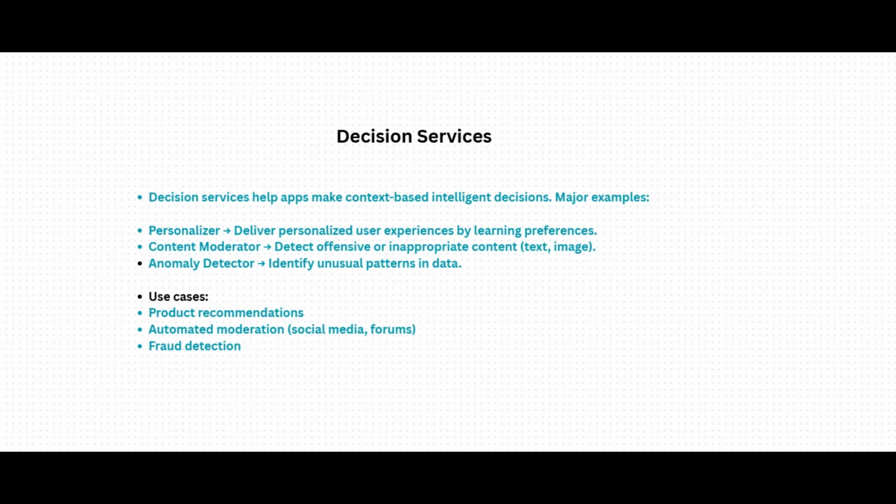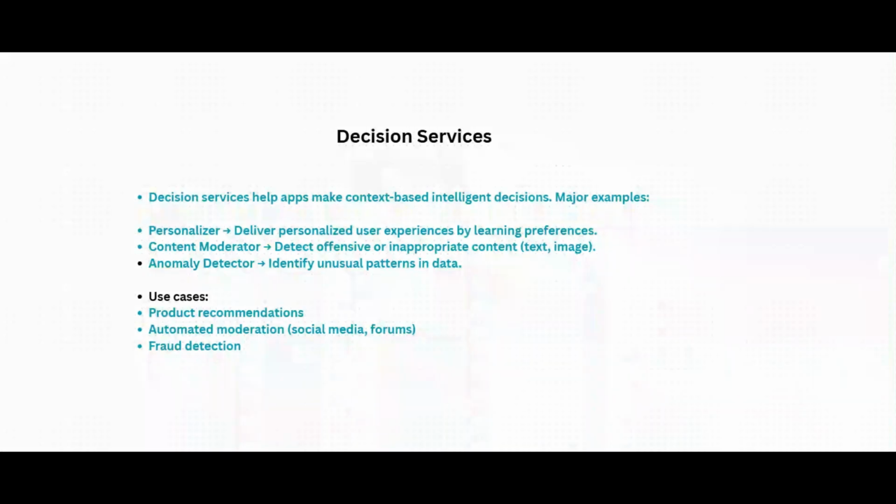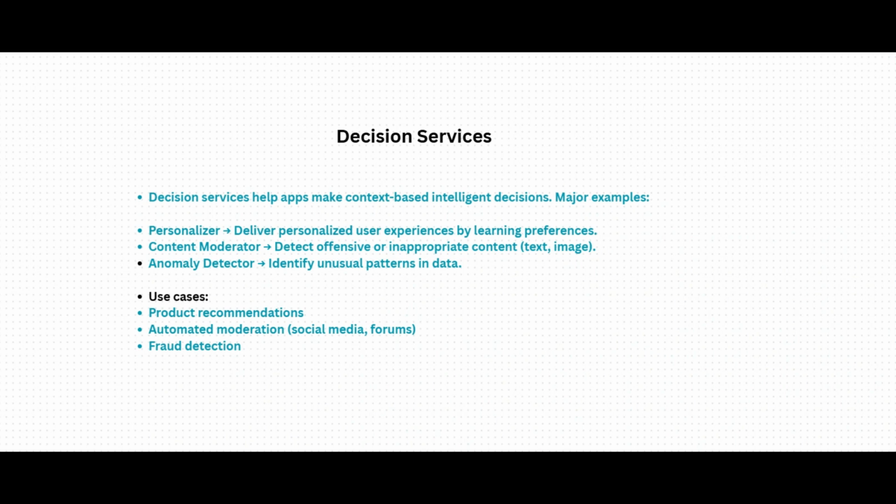So now let's talk about the decision service. Decision service helps applications to make content based intelligent decisions. Some major examples include Personalizer, which delivers personalized user experience by learning from user behavior. Number 2, Content Moderator, to detect inappropriate or offensive text, images, and videos. And Anomaly Detector to find unusual patterns or behavior in the data.